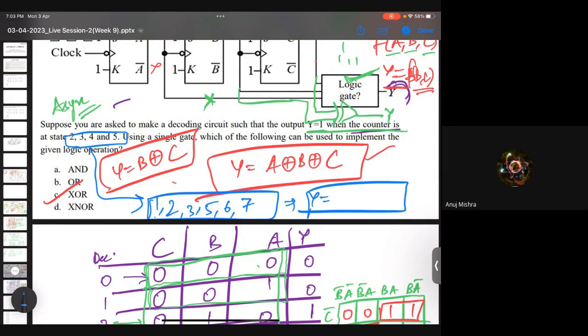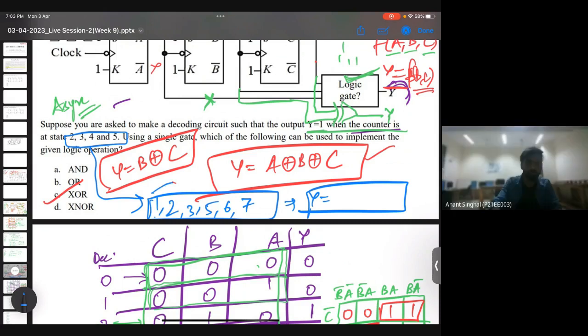So here, to make a Karnaugh map, are we taking the final output only, or will we take the whole truth table, just like 2 3 4 5 we are taking as output one? So we will consider that one. We'll take one for the corresponding given digits. So for 1 2 3 5 6 7, you will take one, and the rest of them you can take zero, and then you can make a K map and tell me the relation and the gate that is required.